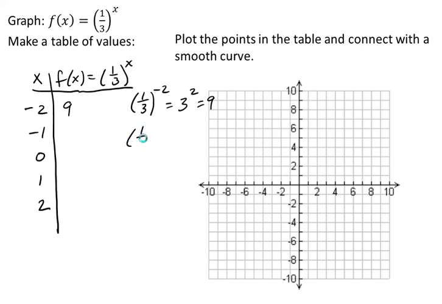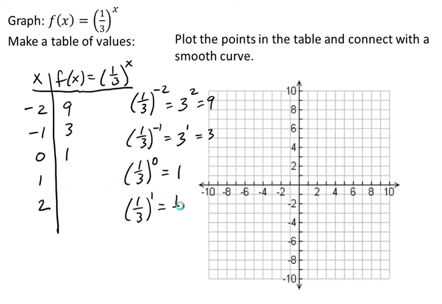(1/3)^-1. Again, that negative exponent is going to flip that over and be to the +1, so that's just 3. (1/3)^0: anything to the 0 power is defined to be equal to 1, except for 0 to the 0 power, which is undefined. And then plugging a 1 in for x, we get (1/3)^1, or just 1/3. Plugging a 2 in for x, we have (1/3)^2, so that comes out to 1/9.